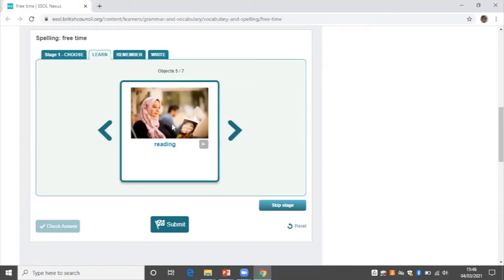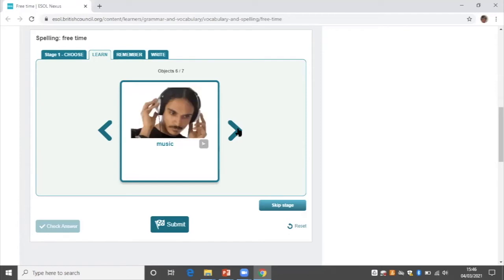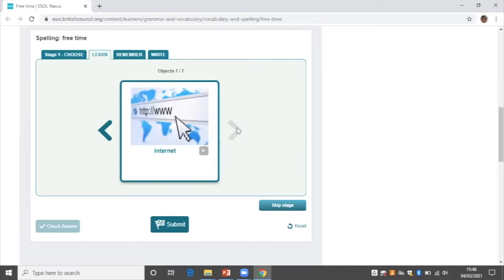Okay, so we can tell from this image here that this lady is reading. So obviously when we read, we open a book. It might be a fictional story, it might be non-fiction, you might read a magazine, it could be a newspaper. So lots of people enjoy reading in their free time. Okay, music. This man here has got some headphones on and he might be listening to any type of music. He could be listening to classical music, pop music, anything at all. So lots of people enjoy listening to music in their free time.